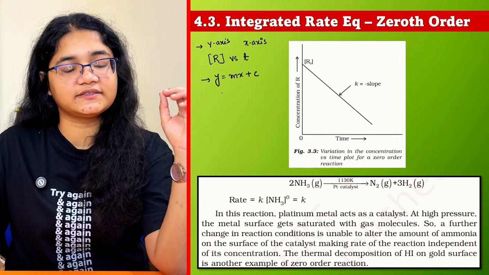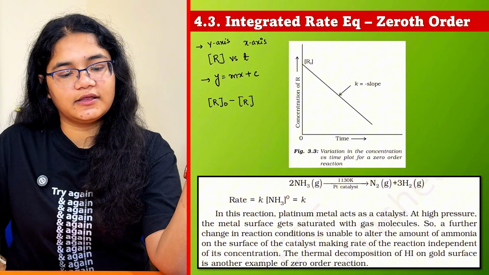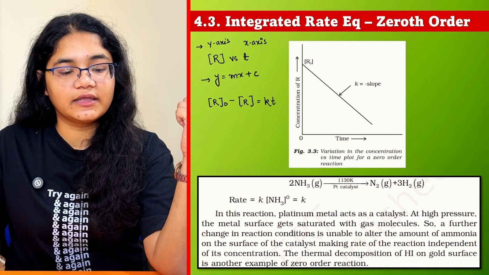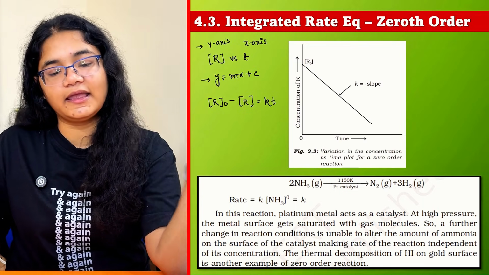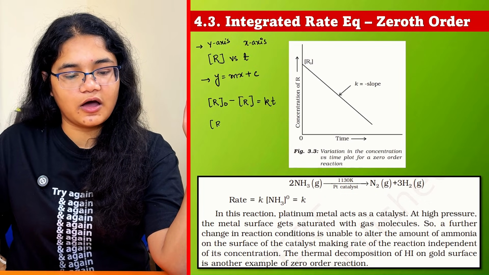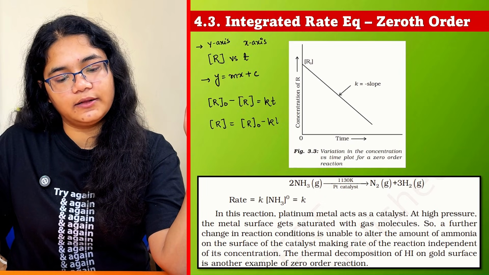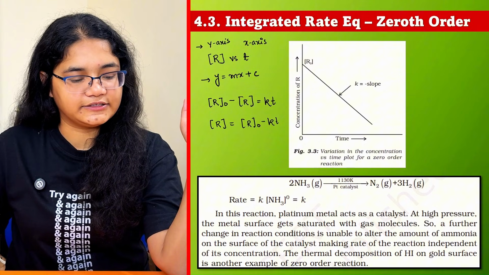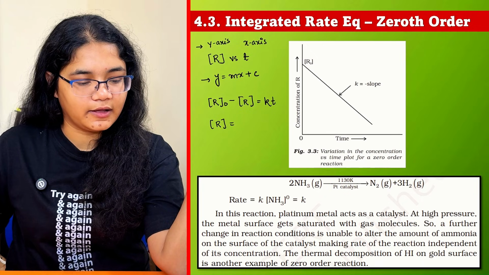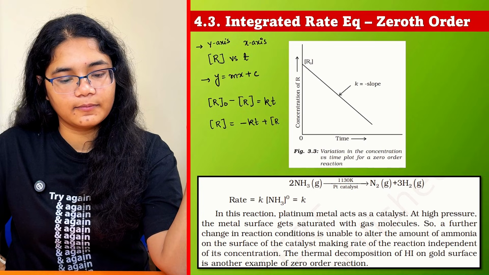Next, what is the equation we have? We have r naught minus r is equal to k into t, right? Now you have to keep the y on the left hand side and everything else on the right hand side. So what is your y? Y is r. So I can write this equation, r is equal to r naught minus k into t, or I'll write it in the equation form like minus kt plus r naught, right?